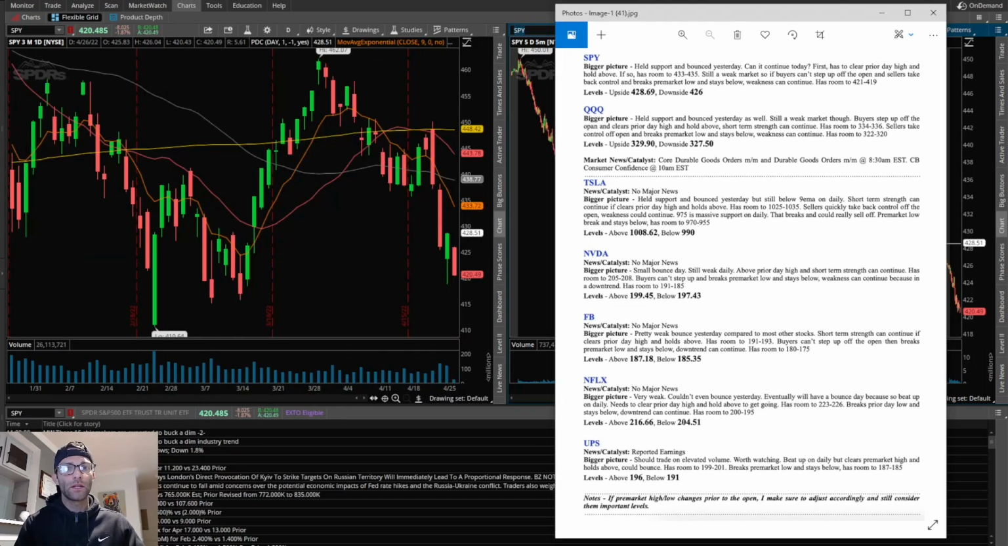So now let's go over the technicals and the why. I'll do the SPY and the Qs first, and then I'll do Tesla last since I found a big trade there. So as far as the SPY, held support, bounced yesterday. Can it continue today? First, it has to clear prior day high and hold above. If so, it has room to 433, 435. Still a weak market, so if buyers can't step up off the open and sellers take back control and it breaks pre-market low and stays below, the weakness can continue, has room to 421, 419.